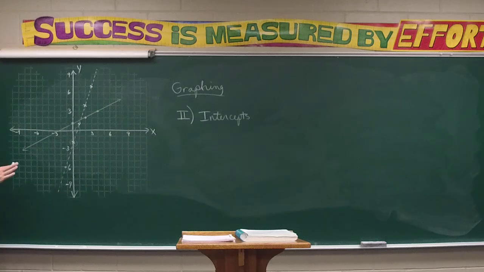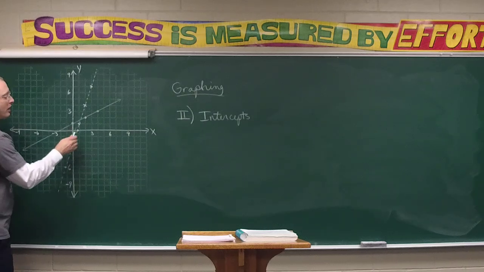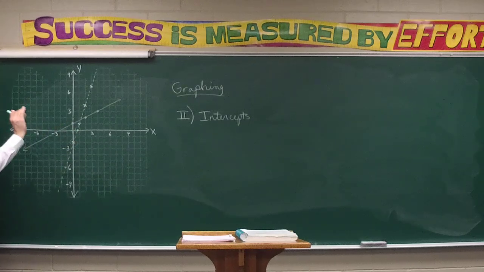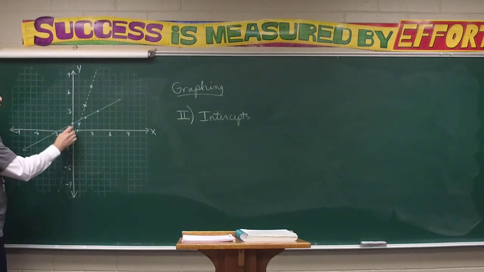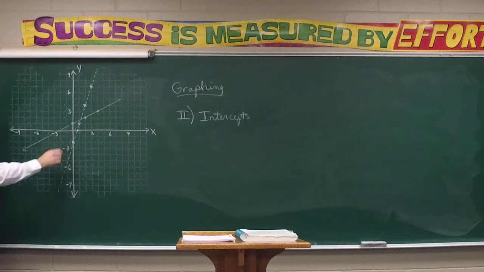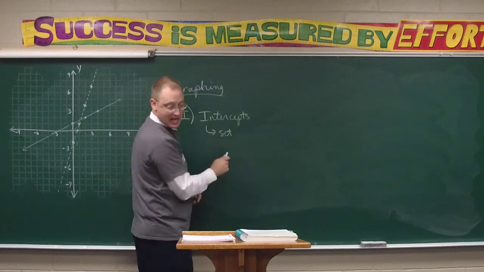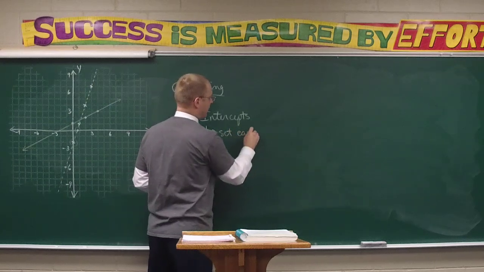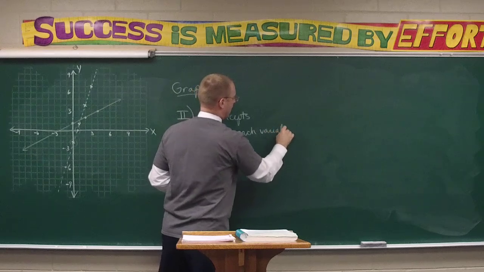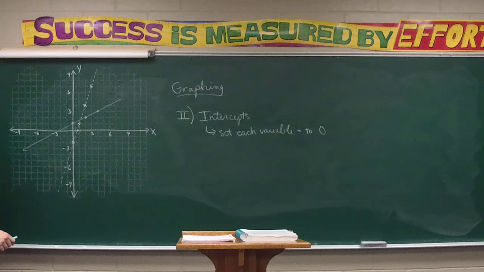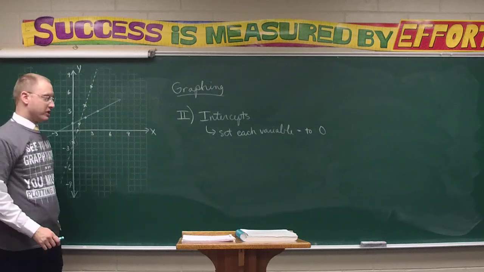All right, so intercepts. Well, what's the key to an intercept? Well, this value is you go over 2/3, it looks like, and then up and down 0. This intercept, you go over nothing, just down. So here, the up and down is 0. Here, the over, the side to side is 0. Intercepts always have zeros. So your key then is to set each variable equal to 0.